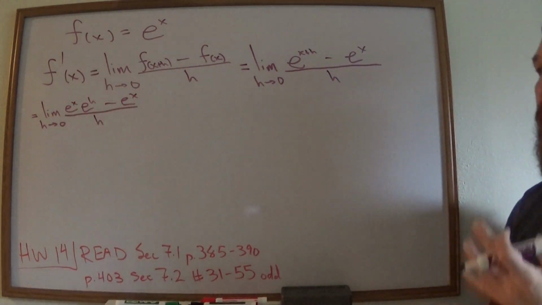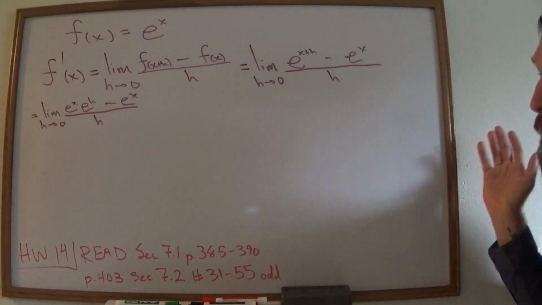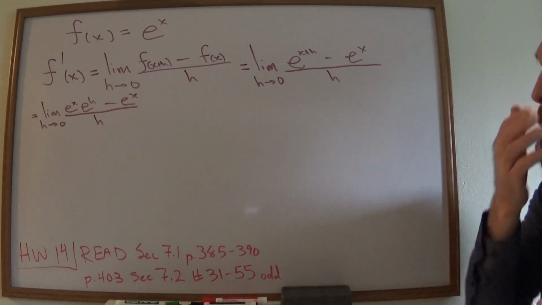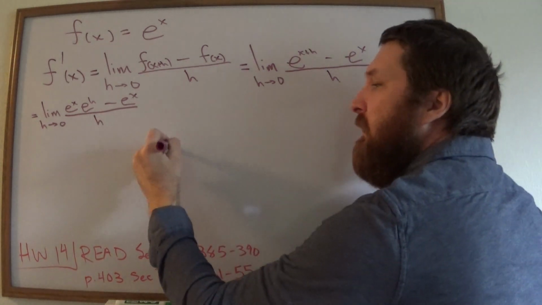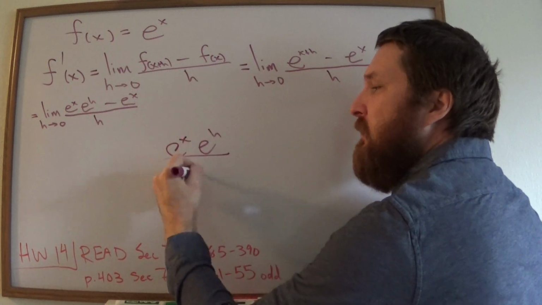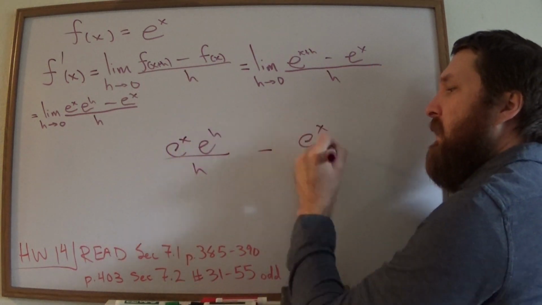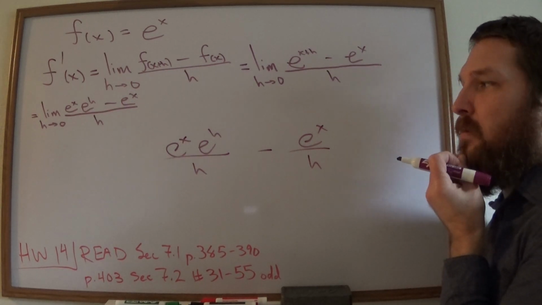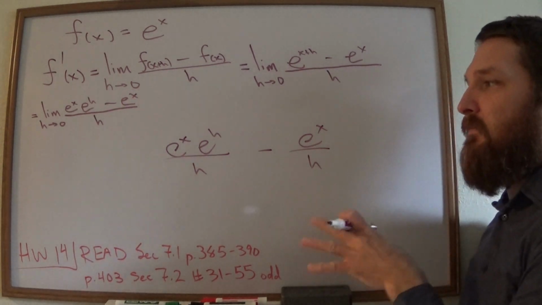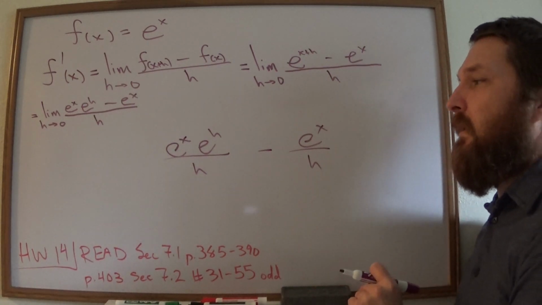Okay. What can we do now? You can split it up into multiple. Split it up into what? Split what up? Into multiple. Oh, you mean like e to the x, e to the h minus e to the x over h? You mean like that? Yes. You could. You could. And we could work on that for a while. And we probably won't get anywhere with that.